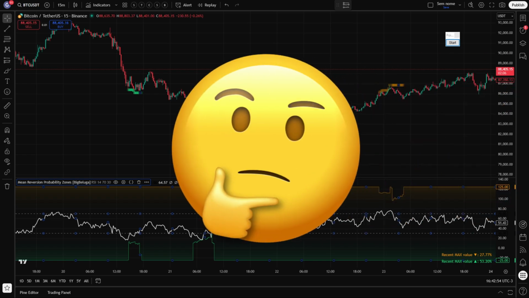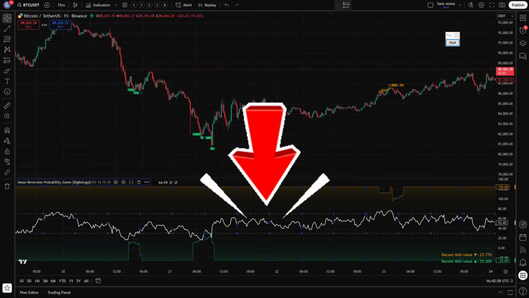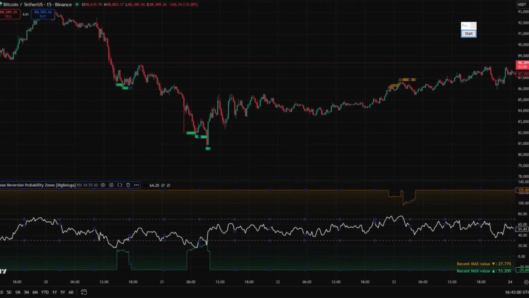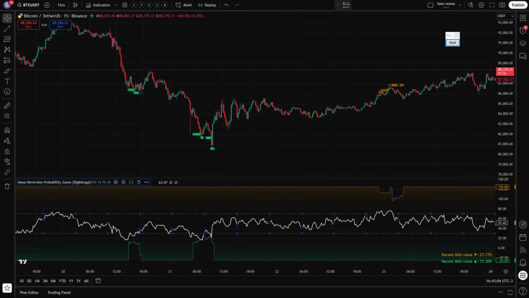So what does this indicator do? It takes an oscillator like RSI, MFI, or stochastic and transforms these readings into reversal probability. It gives you this data in three formats at the same time. 1. A histogram below or above the oscillator. The upper histogram effectively highlights the likelihood of a downward reversal. The lower one indicates the probability of an upward reversal.